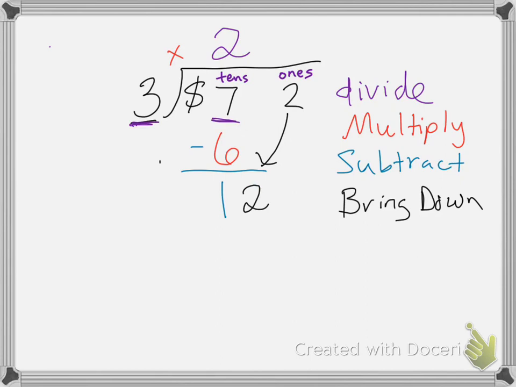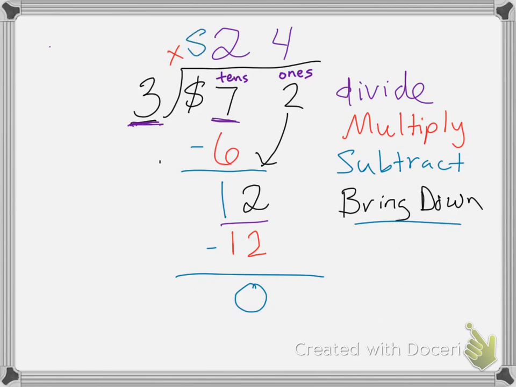Now I do the steps again. 12 divided by 3 is 4. Now I multiply. 3 times 4 is 12. Now I subtract. 12 minus 12 is 0. And there's nothing left to bring down, so my answer is done. And I put a dollar sign because each person gets $24.